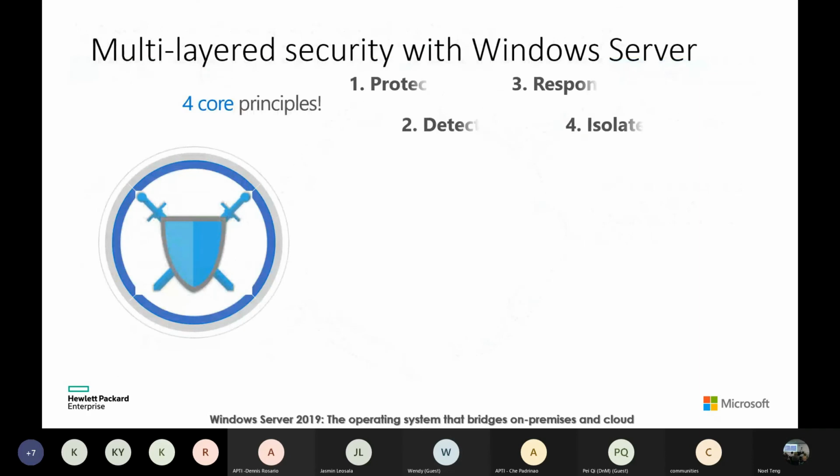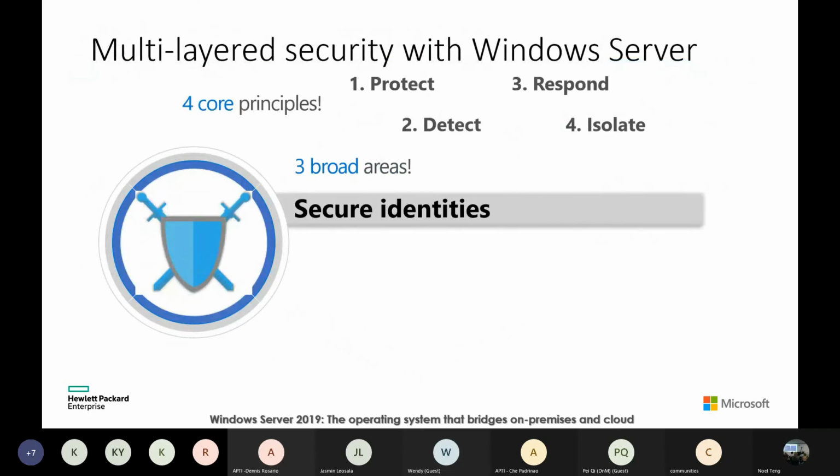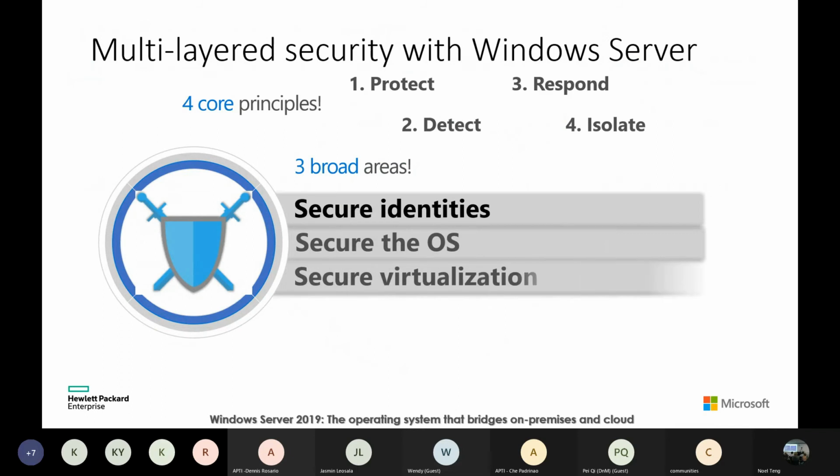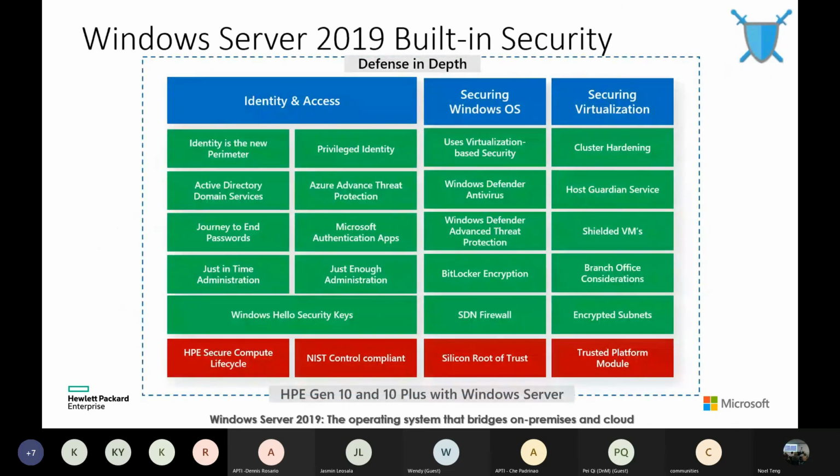From a Microsoft multi-layered perspective, it is not only protect and detect. There's respond, there's isolate, and there are three broad areas that we secure: identity, the operating system, and virtualization. This is from the Windows Server perspective, in a multi-layered manner. But going beyond that, there are a lot more layers of security. If we zoom in further on identity and access, you can see there are a lot more aspects, including capabilities like just-in-time administration and just-enough administration.